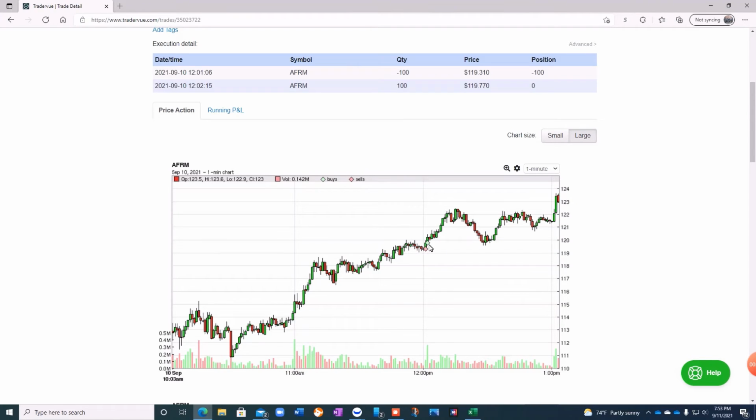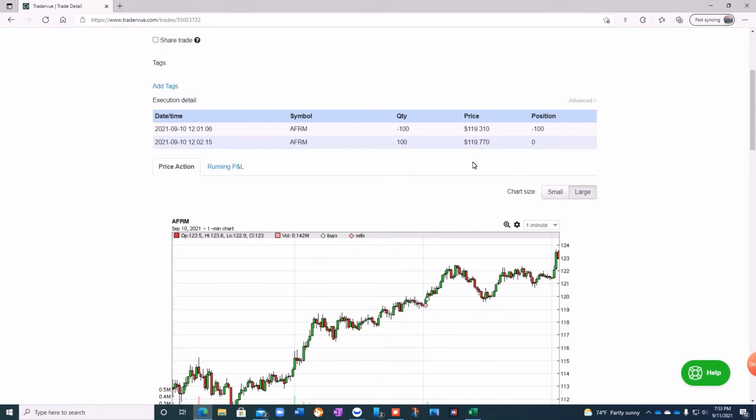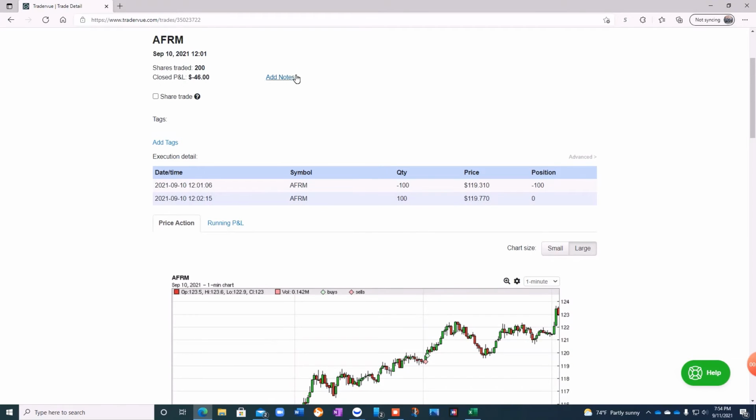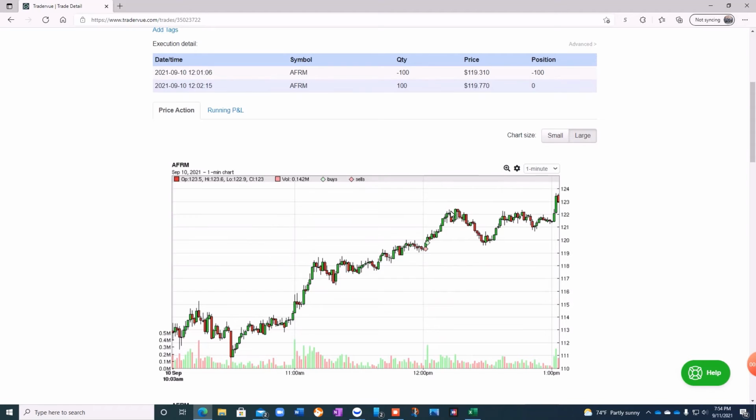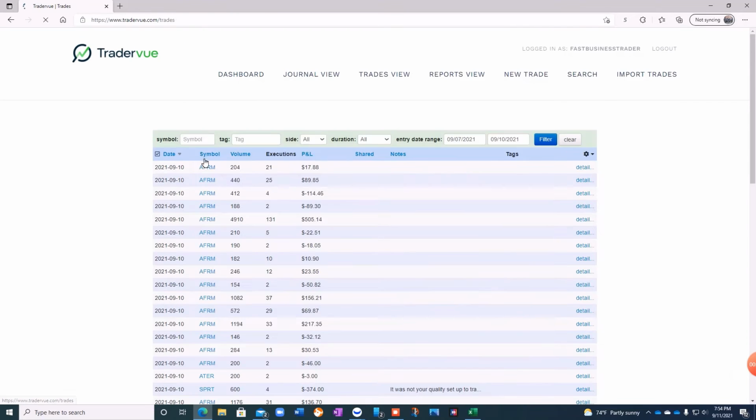Anyways, so I bought in here at 119.31, and it just like flew. And actually, I shorted it, and it flew to 119.77, and I lost $46. And I was like, you know what? $4 more. I'm out. I'm done. I gotta learn when to quit.